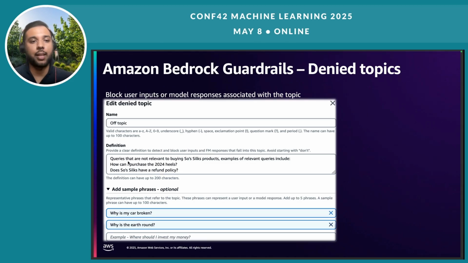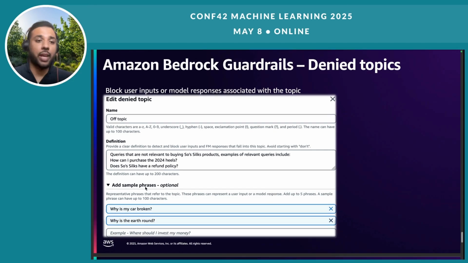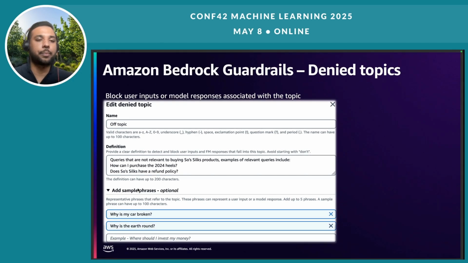In this case, you can see queries that are not relevant to buying So Silk products. Examples of relevant queries include: how can I purchase the 2024 heels? Does So Silk have a refund policy? Only these kinds of questions should be answered by the LLM, and all other questions should not be given any kind of positive answers. Some of the sample phrases are: why is my car broken? Why is the earth round? Or why is the sky blue? We want to block those kinds of questions, and this is the way you can achieve that.